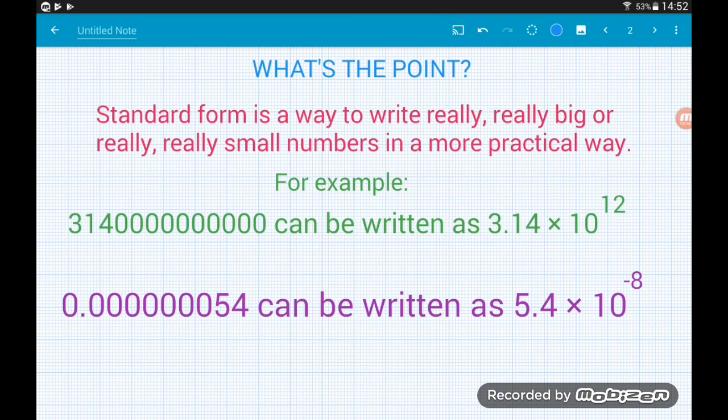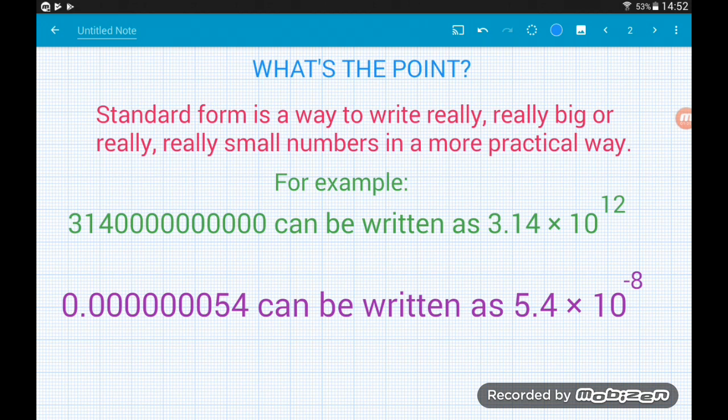So for example here, where we've got this 314 number, now obviously that's got quite a few zeros after it. I don't even know what that number would be called, if I'm completely honest. But instead of writing it as 314 with all those zeros after it, we can tidy it up and write it as 3.14 times 10 to the power of 12. So it makes it look a lot neater, a lot tidier, and certainly a lot easier to deal with.